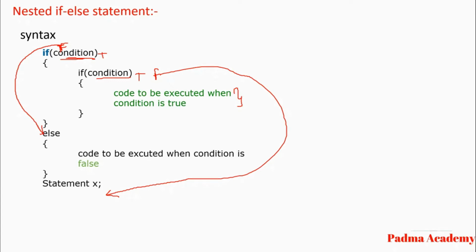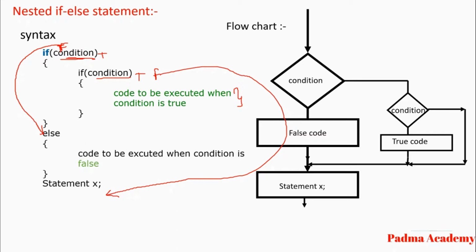So the flowchart for it again. First the outer if; let me write here condition 1 and condition 2. If condition 1 is true, then it will check the second condition. If the second condition is true, then it will execute the true code. If the second condition is false, then it will execute the statement X.